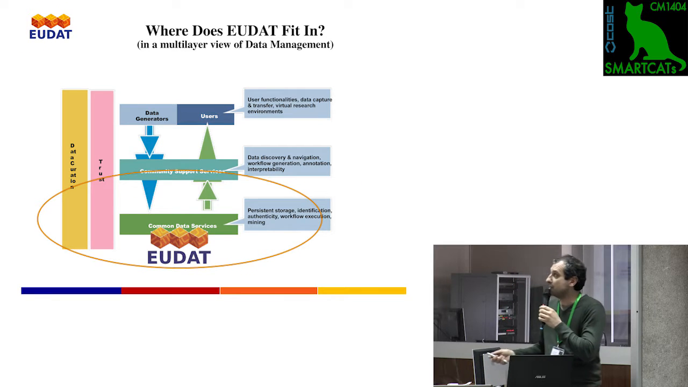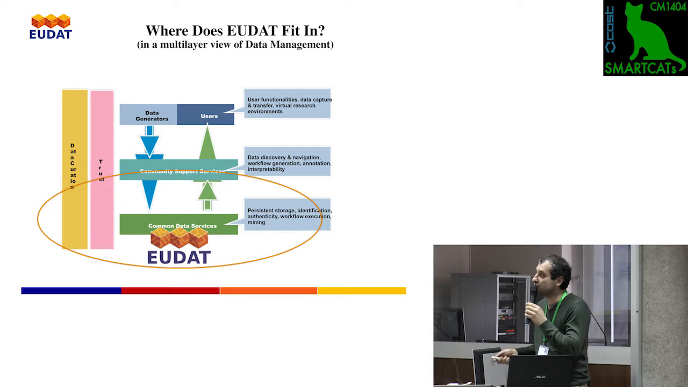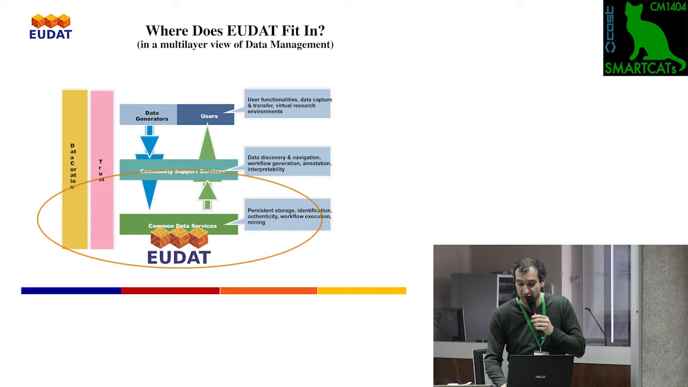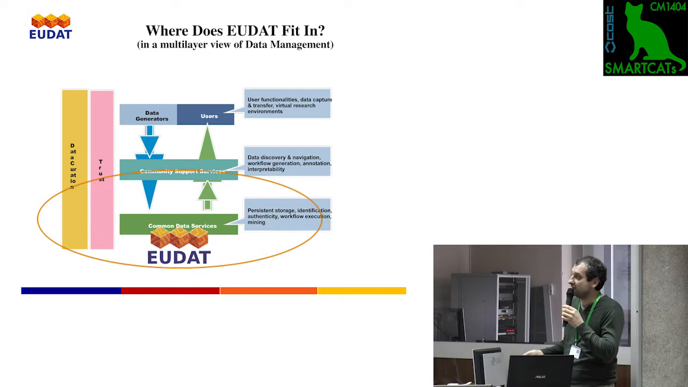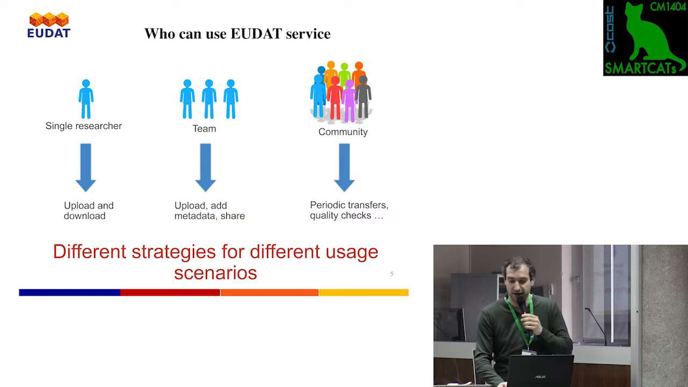This is the aim. In this multi-layer view of data management, you start from the common data services at the bottom, and at the top of the schema, you have the users. So in this organization, EUDAT stays in this part, and wants to provide a suite of common data services in order to allow all of the users to share and manage data.